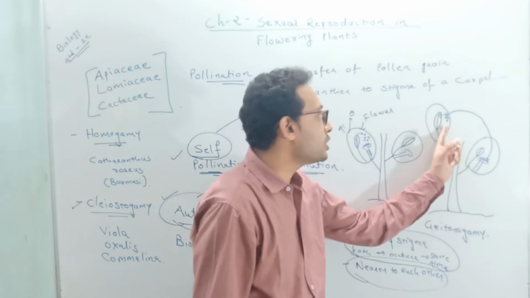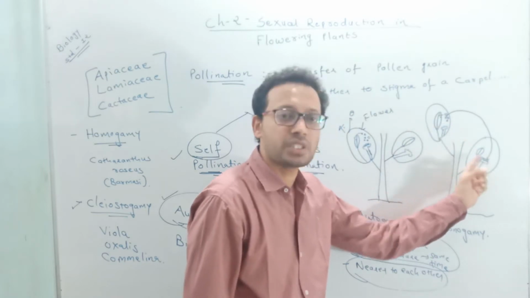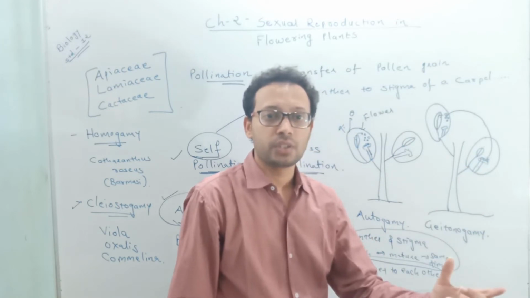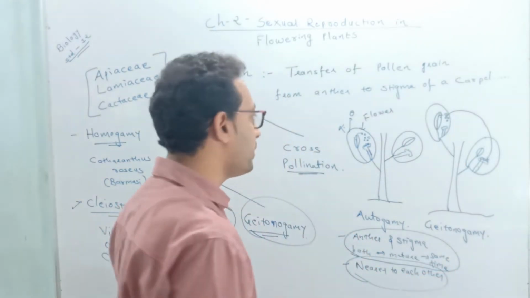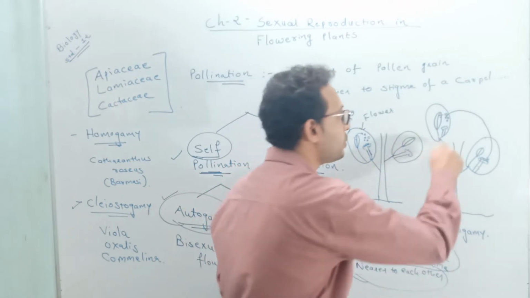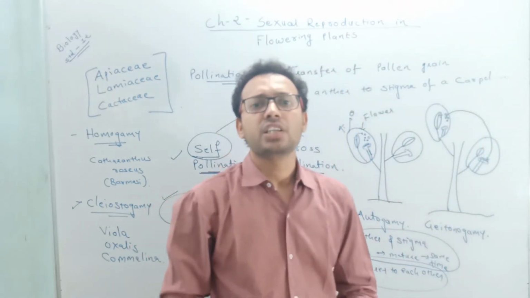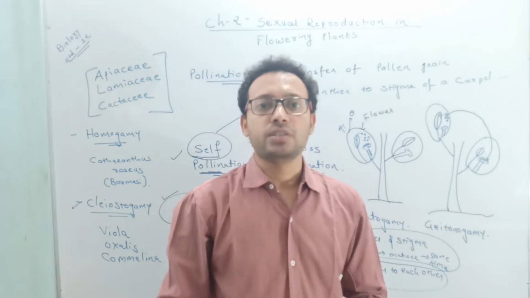Means the DNA of this flower and the DNA present in this flower are also the same, because it is of the same plant. Okay? So this is called a type of self-pollination. But otherwise, you know that it is not the same flower. Here the transfer occurs to another flower. So you can also call it cross-pollination.